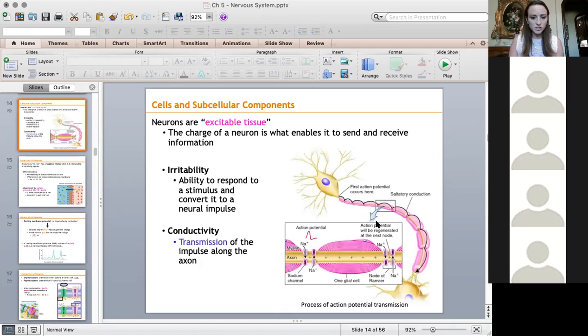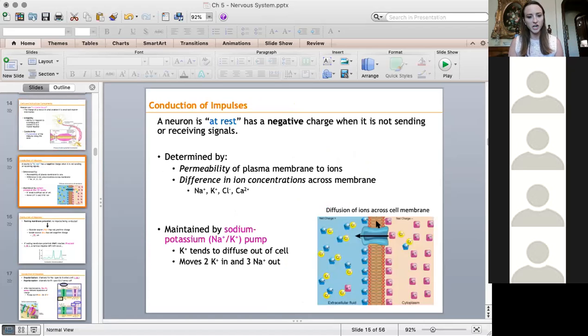Then next we get into two terms here, irritability versus conductivity. If I were you, I would just know those two definitions: the definition of irritability versus conductivity. Pretty simple. Where it gets a little trickier is understanding how impulses are actually conducted, and that's where we get into action potentials. You did talk about this on your assignment, so you wrote about this. Some people may not have written as much as I expected them to.